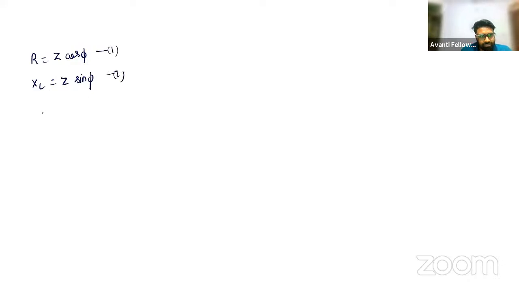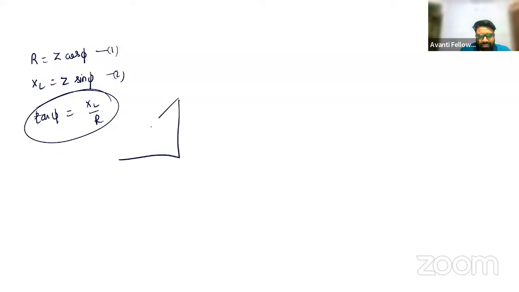Now if you make these equations and divide the two equations, equation 2 by equation 1, you will get tan phi on the left-hand side and it will become XL upon R. Okay, so if there is a right angle triangle and this angle is phi, then tan phi is XL upon R. What will this value become? This is the hypotenuse of this right angle triangle, which is nothing but the square root of R square plus XL square.